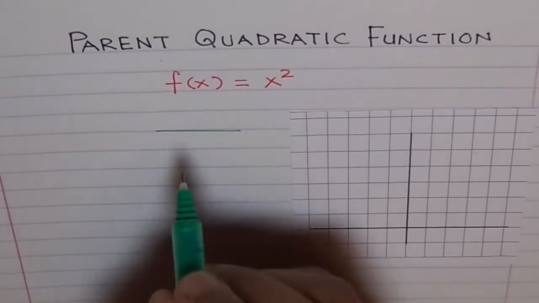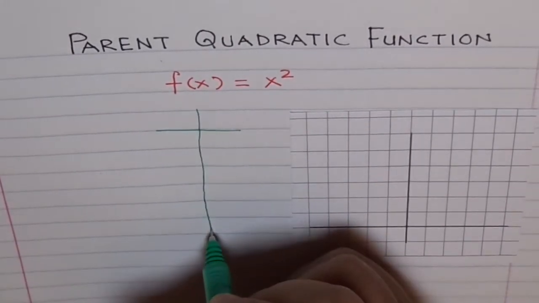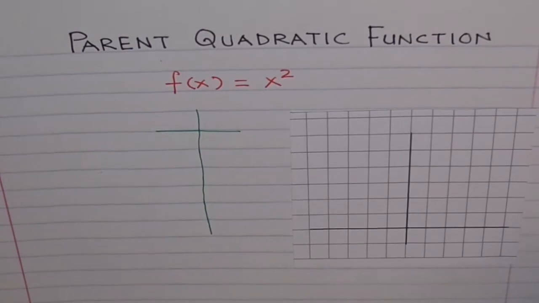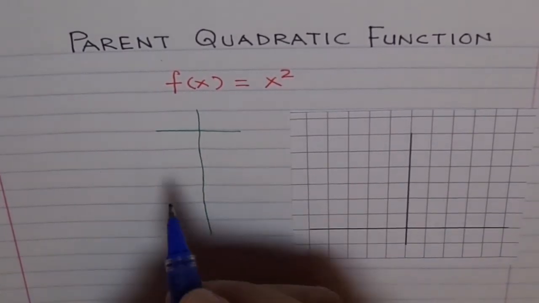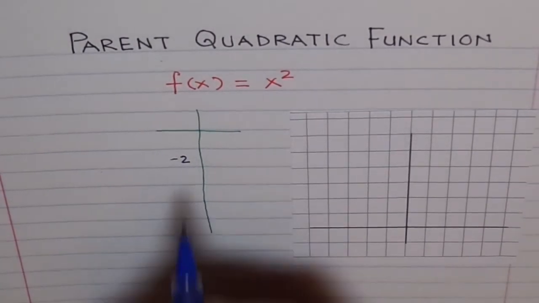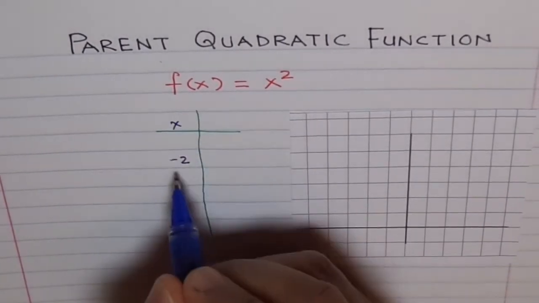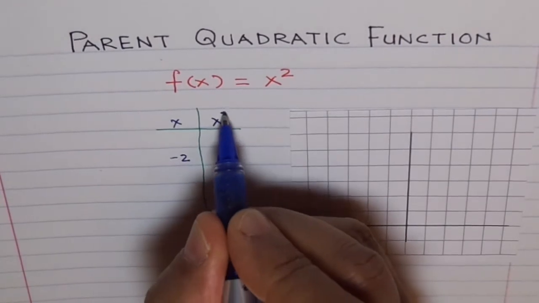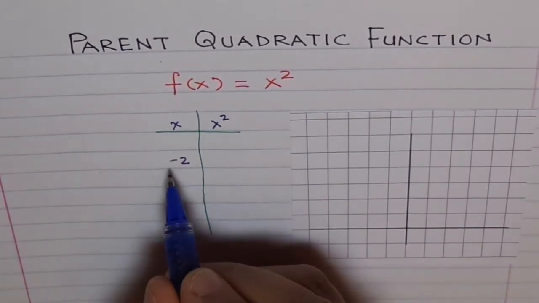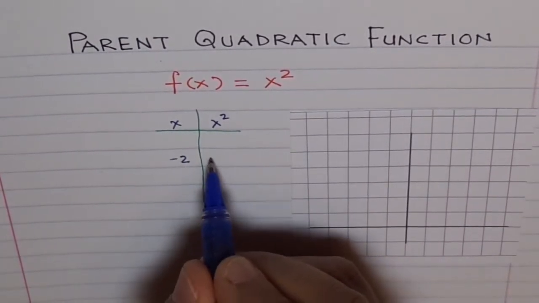The best points should be -2, -1, 0, 1 and 2. So let's take these points and see what the values are. When we say x is -2, f(x) is x squared. So we do square of this. Square of -2 is +4.